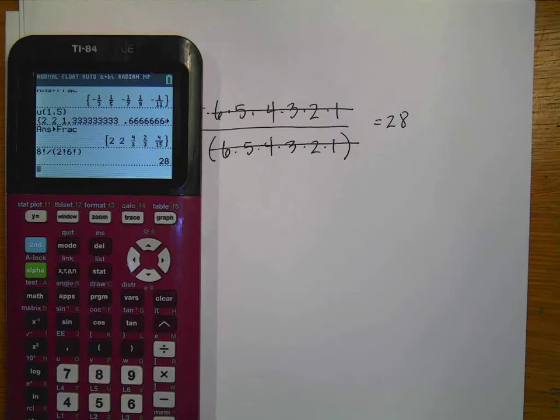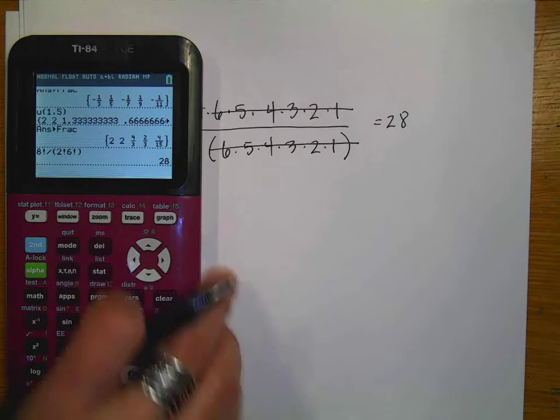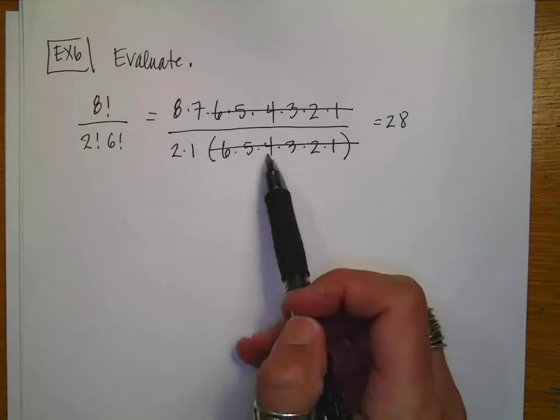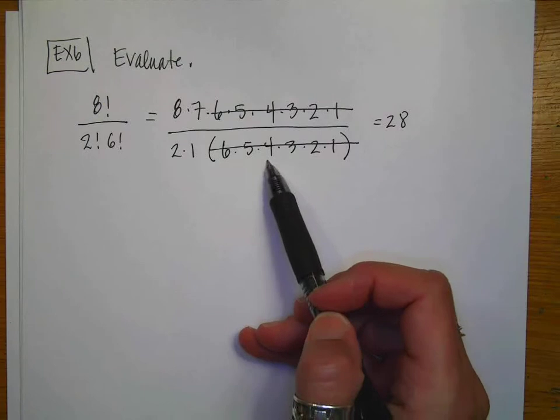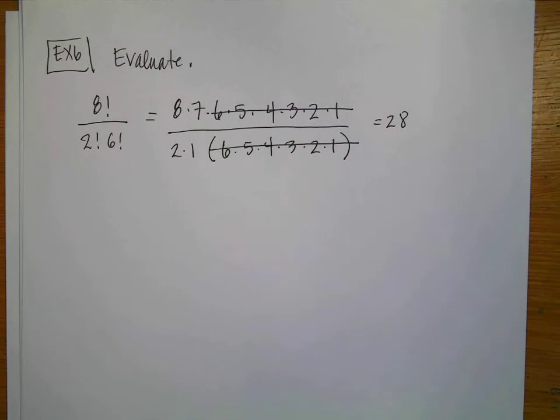Occasionally with the factorial, you will get an overflow error on your calculator because your calculator gets upset. If that's the case, what you need to do is you need to simplify before you start putting numbers in your calculator because it's too many calculations for the calculator to manage.